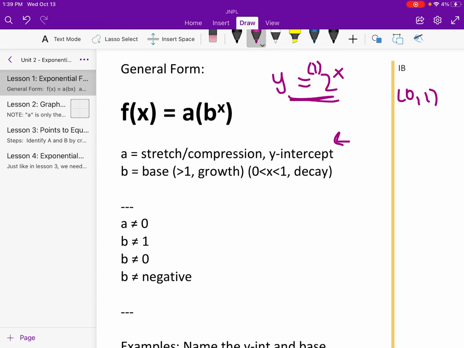But here's some things that can never happen. I didn't mean to say b can't be negative. I didn't mean to say that. B can't be negative. A can. That would be if there was a reflection. But once again, we'll talk about that in lesson 2. A and b can't be 0, b can't be 1, and b can't be negative.